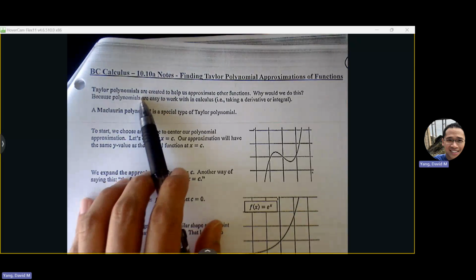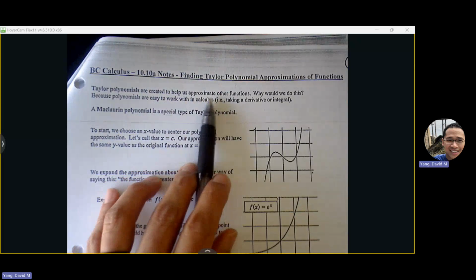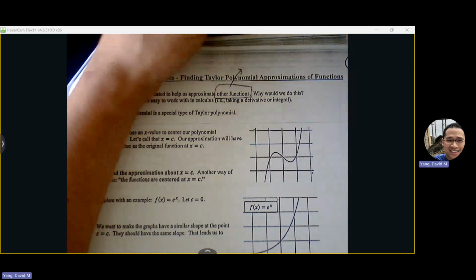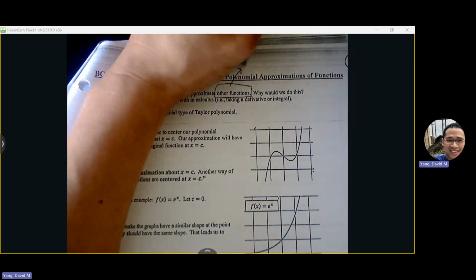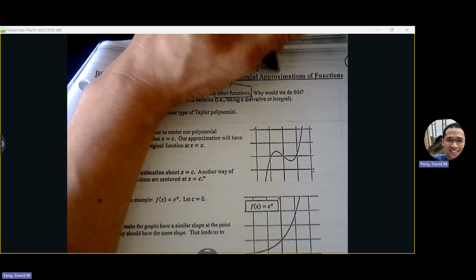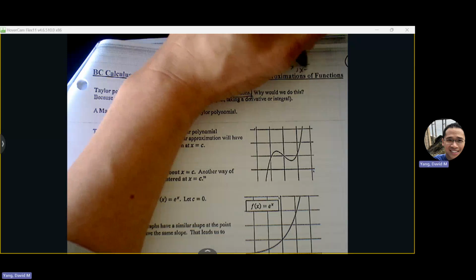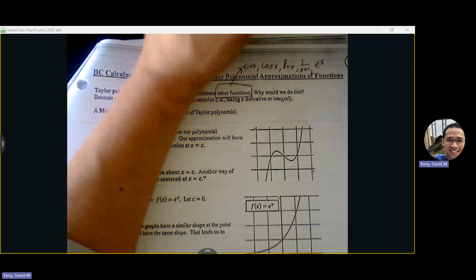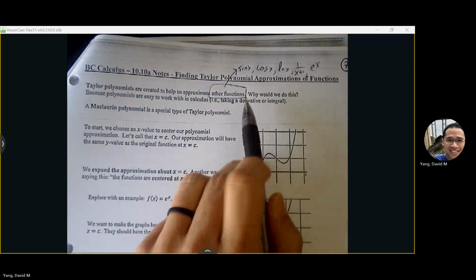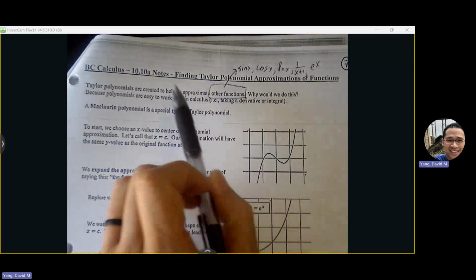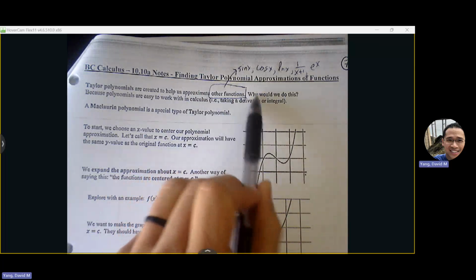Taylor polynomials are created to help us approximate other functions. And what I mean by other functions are other families of functions like sine, cosine, natural log, rational functions, exponential functions. Okay. And so why would we do this? Why would we want to use polynomials to approximate other functions?